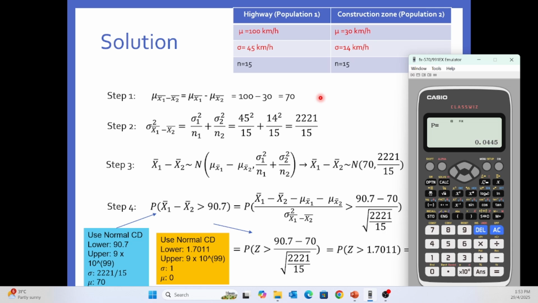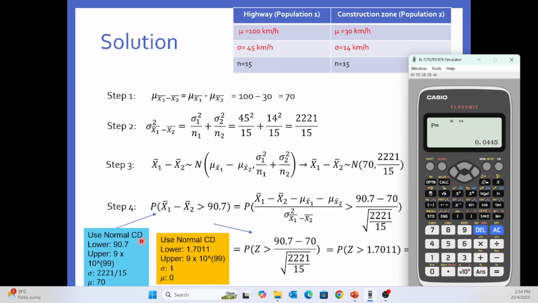So basically, to recall, to calculate the sampling distribution of the difference of two means, first you write down the information. Then step 1, calculate the mean of the difference of these two distributions. Step 2, calculate the standard deviation of this difference between these two distributions. Then write down that their sampling satisfies the normal distribution with the mean and variance. Then step 4, calculate the probability.